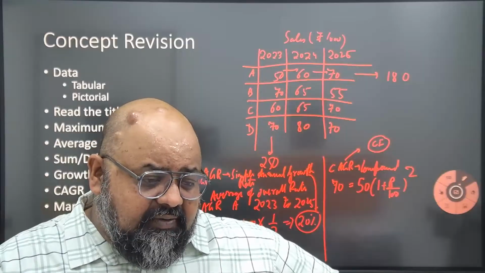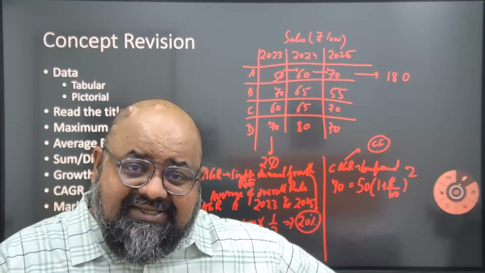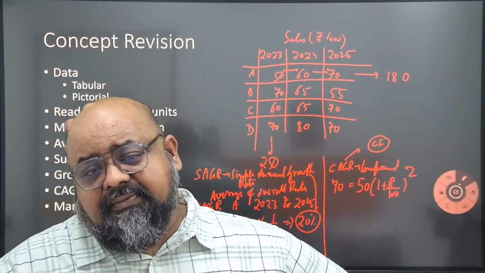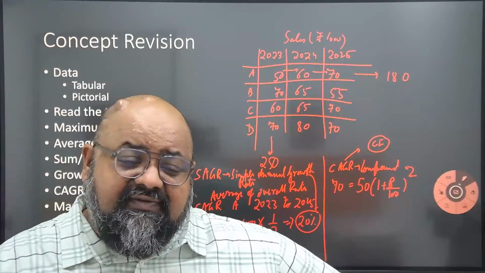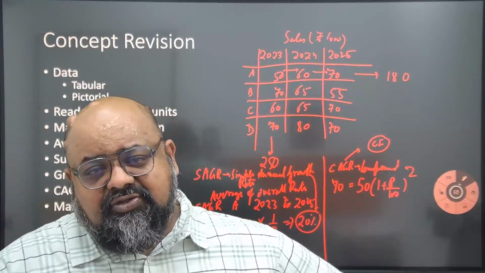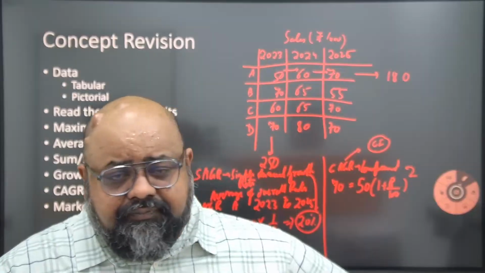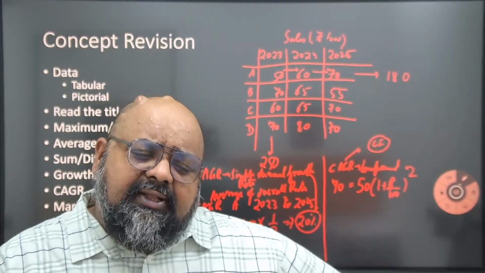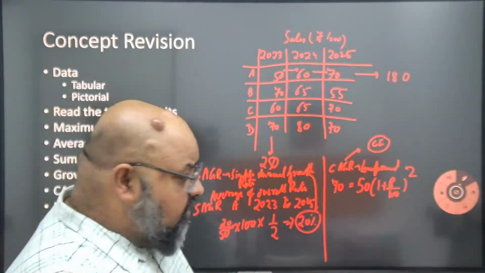SAGR, CAGR: simple annual growth rate, compound annual growth rate. If it does not say S or C in front of annual growth rate, the average growth rate will typically be SAGR. SAGR is a question that has been asked in a lot of exams earlier.